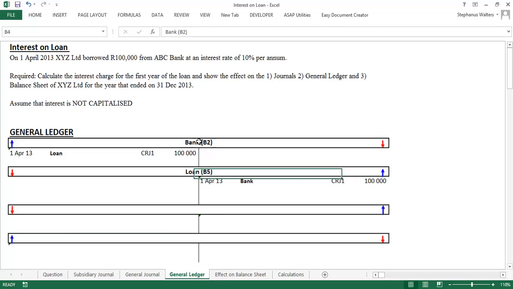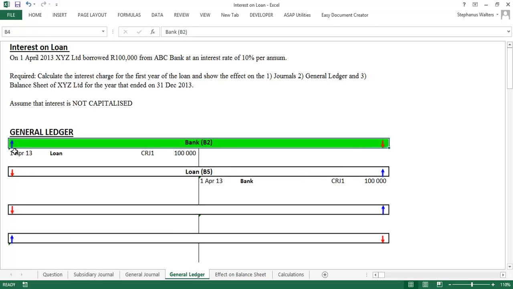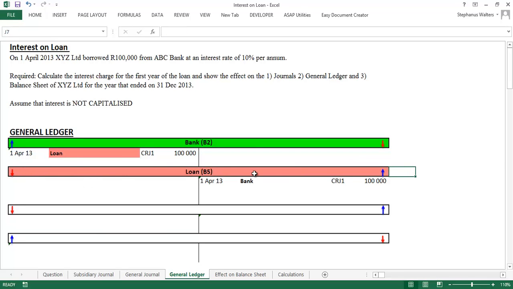Good, so my bank account is an asset, therefore it increases on the debit side and it decreases on the credit side. The loan account is the other account that is credited. So I go to my loan account and I've got the credit there of 100,000 Rand. I can refer back to the bank account, which was debited. That was the first transaction. Then the second transaction is the charging of the interest, which we need to record in our books.